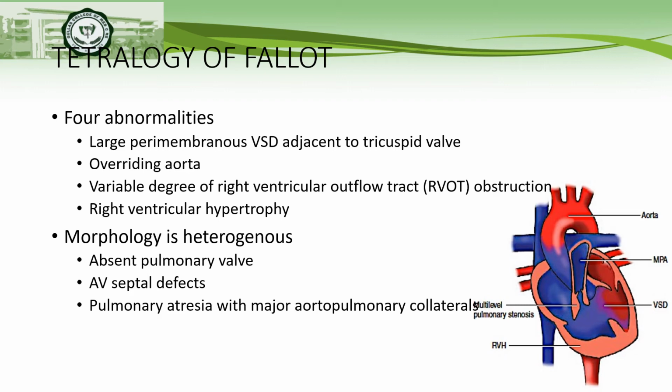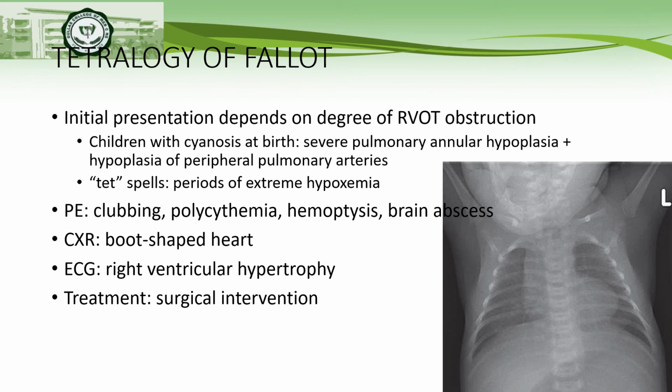The morphology of TOF is markedly heterogeneous and includes an absent pulmonary valve, AV septal defects, and a pulmonary atresia with major aortopulmonary collaterals. The initial presentation of a child afflicted with TOF depends on the degree of RVOT obstruction. Children with cyanosis at birth usually have severe pulmonary annular hypoplasia with concomitant hypoplasia of the peripheral pulmonary arteries.